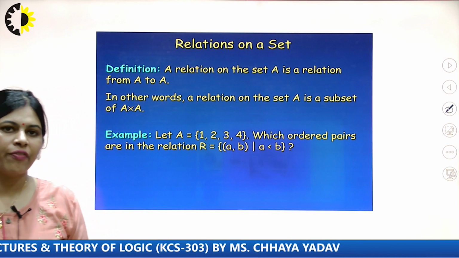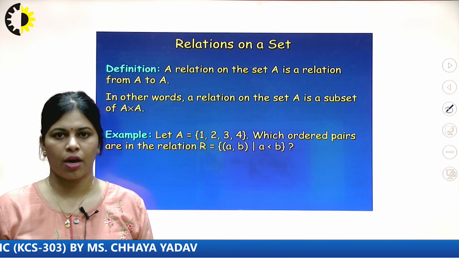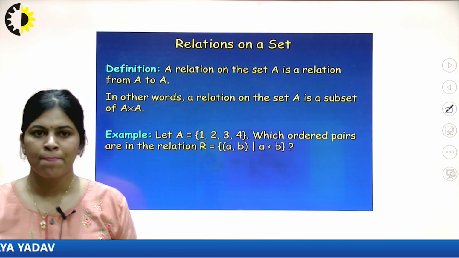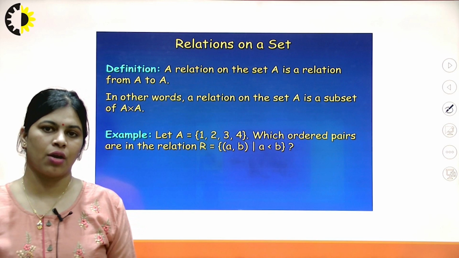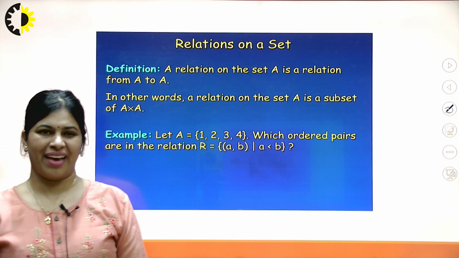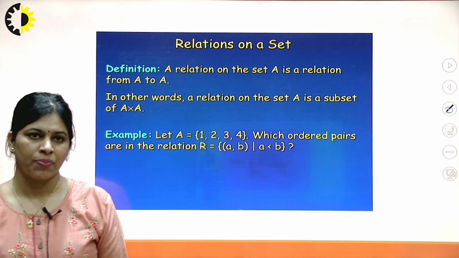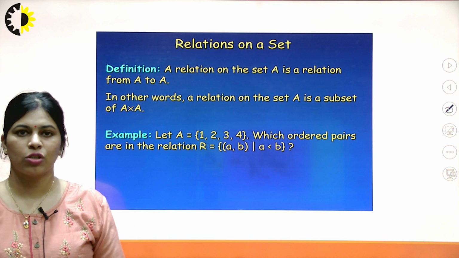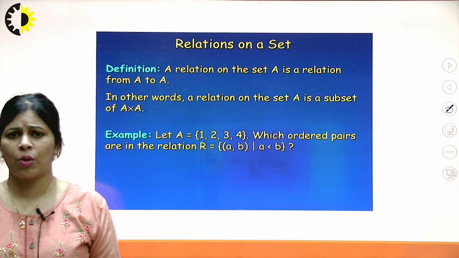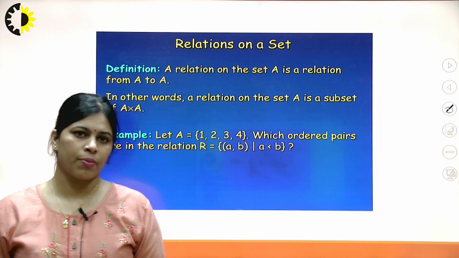Here is another definition, where we define a relation on a set. Earlier, in the previous video, I discussed what a set is. Basically, a set is a collection of unordered elements, but in a relation we discuss ordered pairs, like (a, b), (a, c), (b, d), etc. The definition: a relation on a set A is a relation from A to A. Means we are talking about a single set A. There is no second set included.